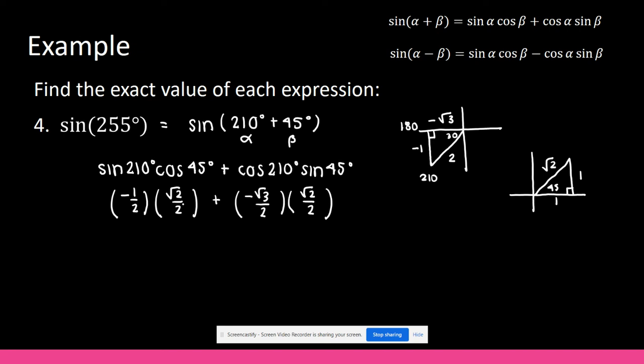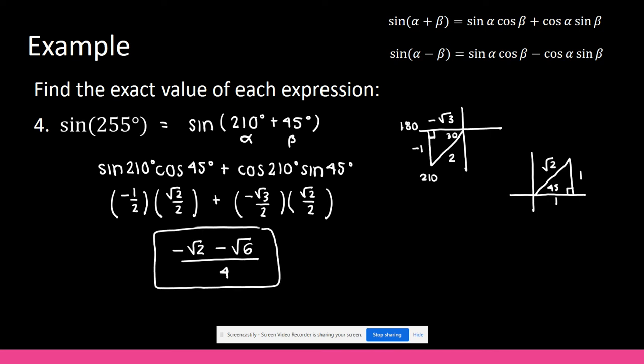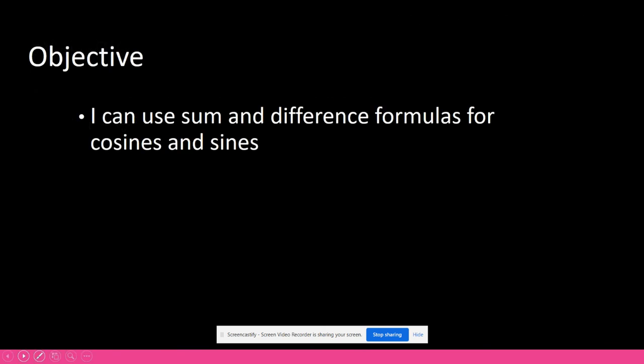When I multiply straight across, notice that I get negative square root of 2 over 4, plus negative times a positive is a negative, and once again, it's all over 4, so that's why I can just make it one big fraction. There's my exact answer. All right, so that is using the sum and difference formulas for cosine and sine. So this is what I'd like you to practice. On page 605, you're going to do problems 13 through 20.